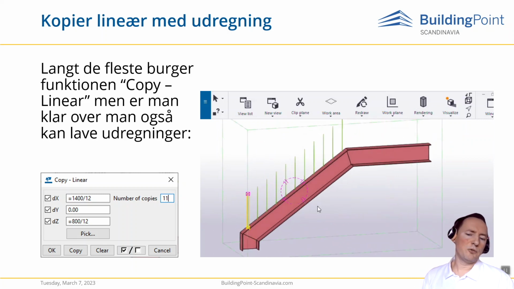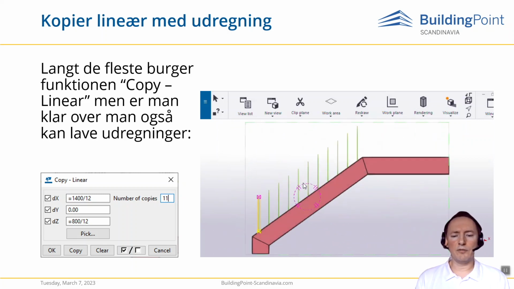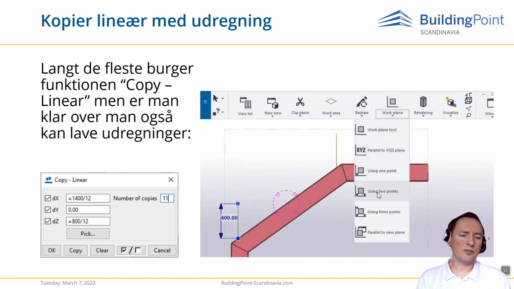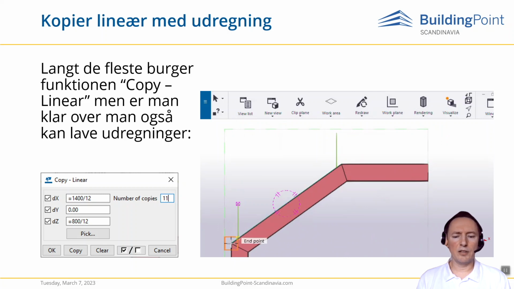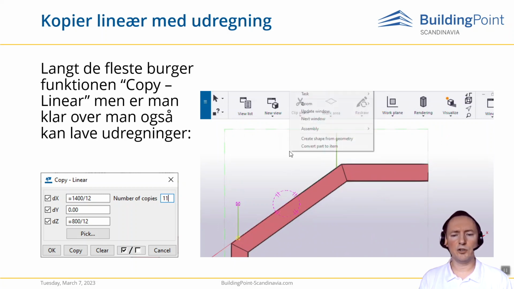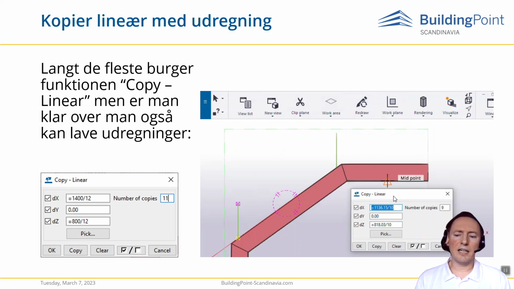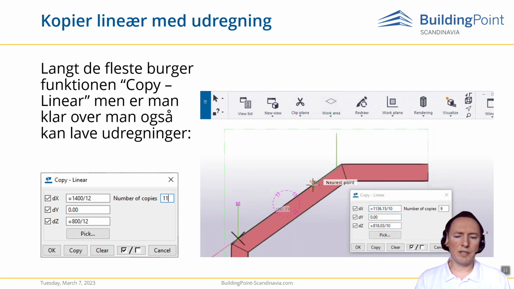So this is one way to do it, but we can actually do it faster or in a better way. We can actually use the work plane, because the copy linear will work on the X direction of the work plane. So if I start the copy linear tool again with having the work plane set, and again pick the point in the model from there and to there, you can see now I get only 1 dimension in the X.